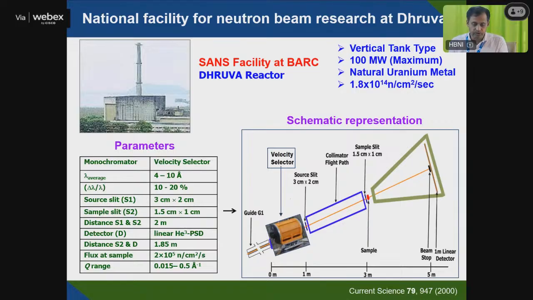In BARC, you have a SANS facility that is available nationwide. Anybody can access this SANS study by sending the sample. If anybody is interested, they can mail me, and I can connect them with a specific group who can help with the SANS measurement. This is the beamline available at the Dhruva reactor in BARC. It is a vertical tank type reactor, with a monochromator wavelength of around 4 to 10 angstrom, and a Q range you can measure from a very low 0.015 to 0.5 inverse angstrom.